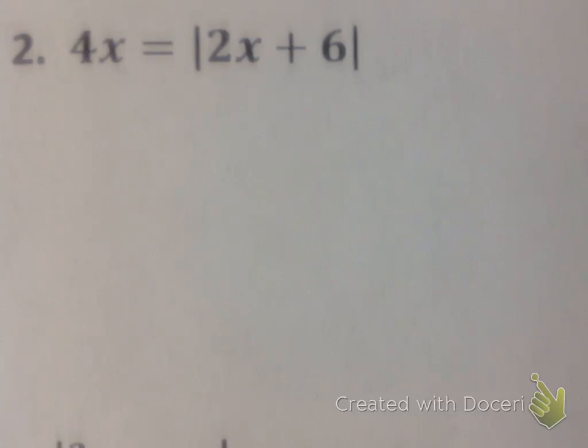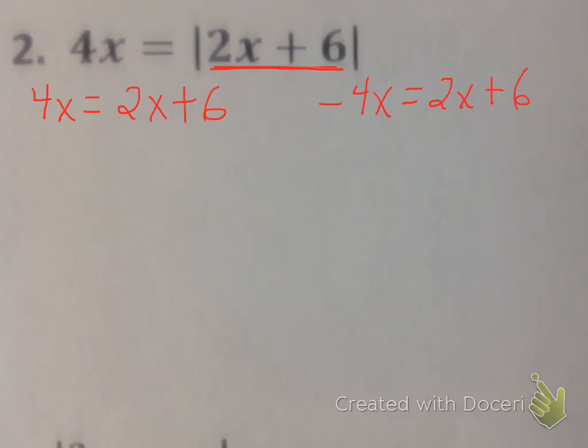We now move on to number 2. On number 2, we have 4x equals the absolute value of 2x plus 6. So I'm going to take everything that's inside the absolute value, and I'm going to set it equal to the positive and negative. So I'm going to say 4x equals 2x plus 6, but then I'm also going to set it equal to the negative: 4x equals negative 2x plus 6. Now I'm going to solve each of those for x.